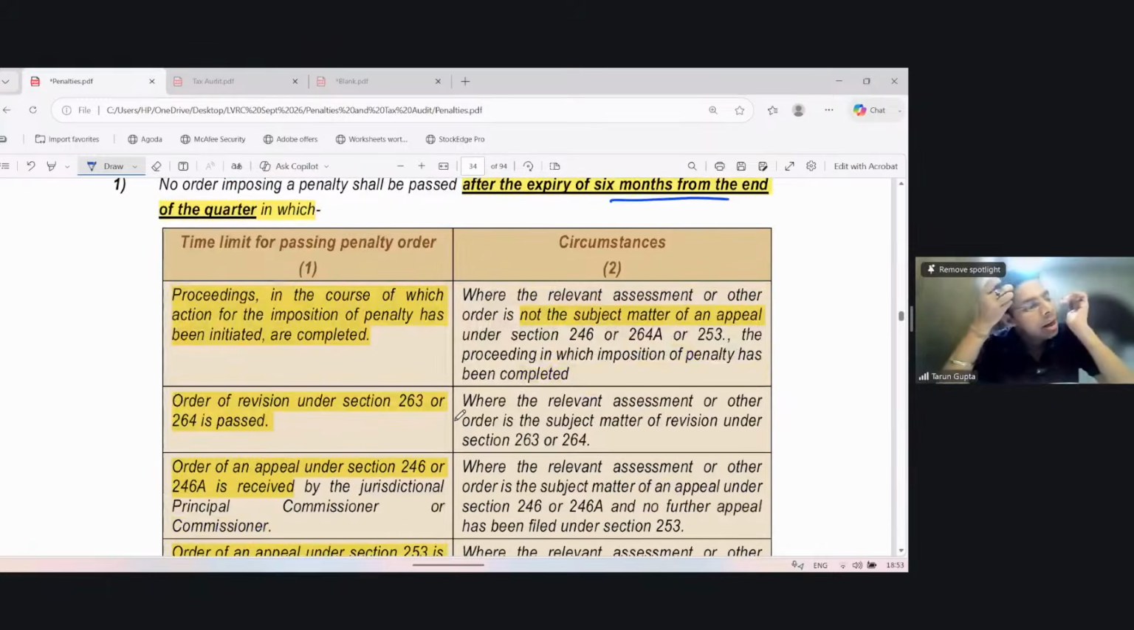If there is an assessment made and penalty is required to be made on account of satisfaction recorded in the assessment proceedings, then the penalty has to be levied within 6 months from the end of the quarter in which the proceeding in the course of which action for imposition of penalty was initiated. However, if such assessment order has been appealed, then the time limit of 6 months from the end of the quarter has to be seen from the date when the appealable order is received by the PCIT or CIT. Or it may be a case that the assessment order is subject to a revision. Then the period of 6 months from the end of the quarter is to be seen from the date the revisional order is passed by the PCIT or CIT, as the case may be. So you're getting the point.